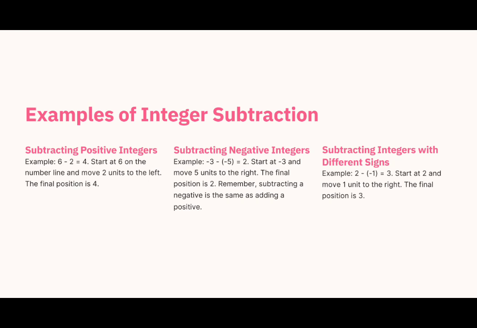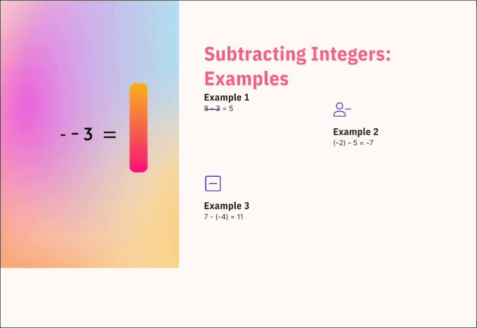Next, subtracting integers with different signs. Example, 2 minus negative 1 equals 3. Start at 2 and move 1 unit to the right. The final position is 3.